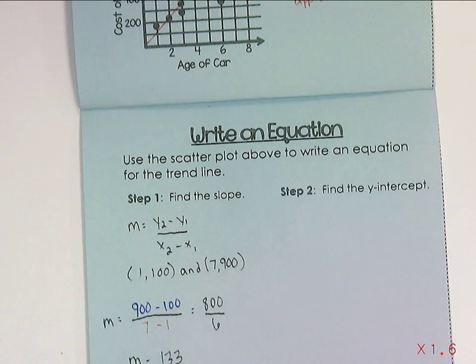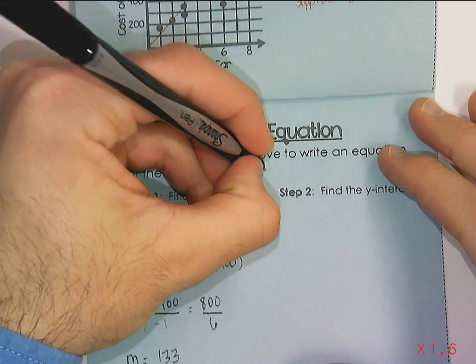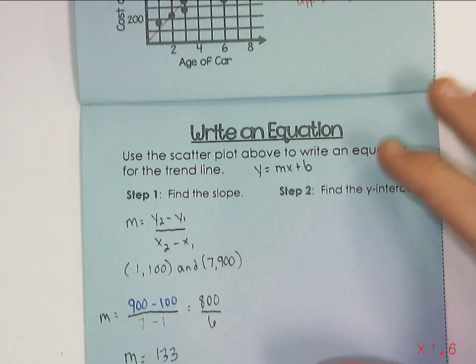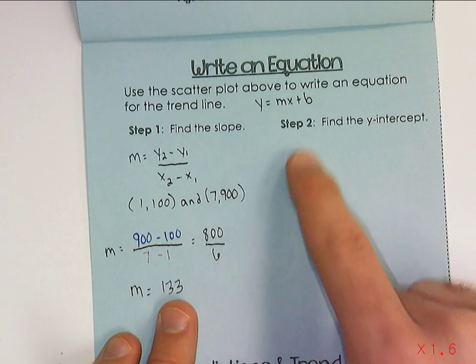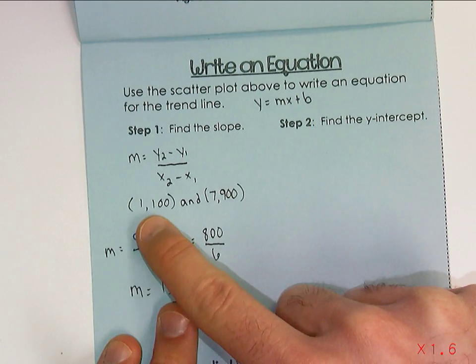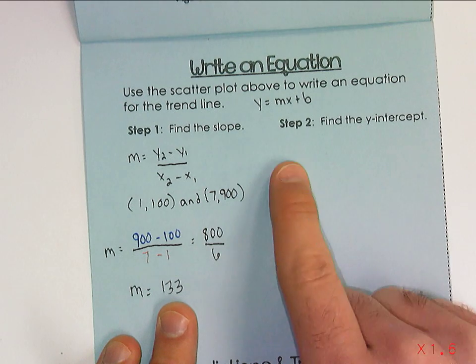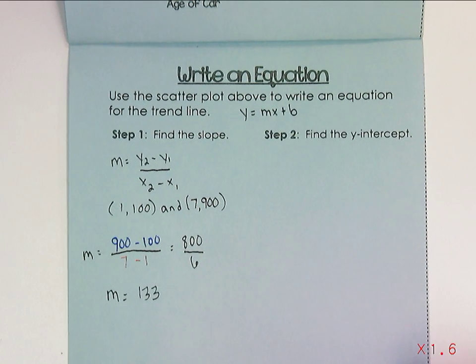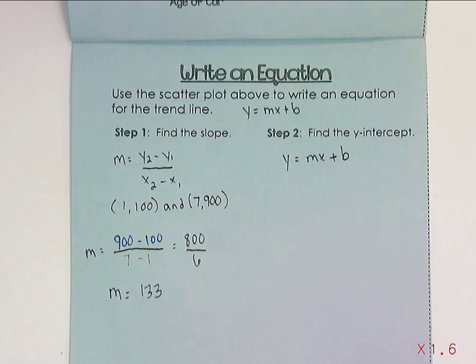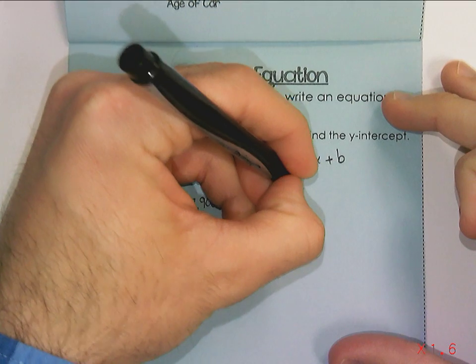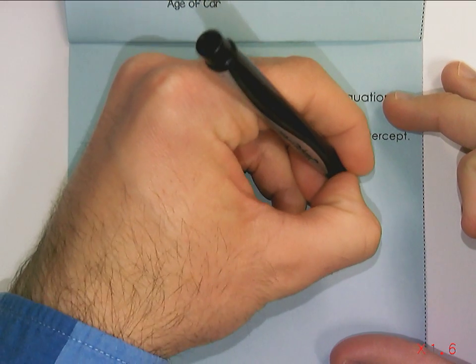And remember, the slope-intercept form is y equals mx plus b. Now we need to find the y-intercept. And the way to do that is, since we know the slope now, we're going to take one of these points, your x and your y, and plug those in and solve for b. We did this a while back, so it's some extra practice on something that we've already looked at. So y equals mx plus b. And let's plug in what we know. So we know m is 133, so y equals 133x plus b.